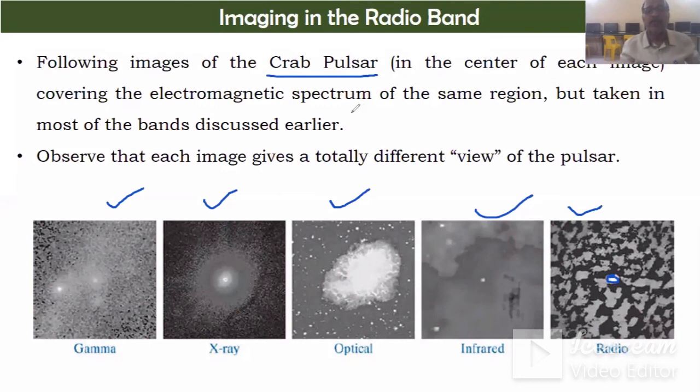Okay, so the following image of the Crab pulsar, at the center of this image, covers the electromagnetic spectrum of the same region but taken in different types of bands. Now observe that each image gives a totally different view of this pulsar. We get a different view in each one, so based on what kind of study we want to do, you can use that. So this is one example of radio waves.